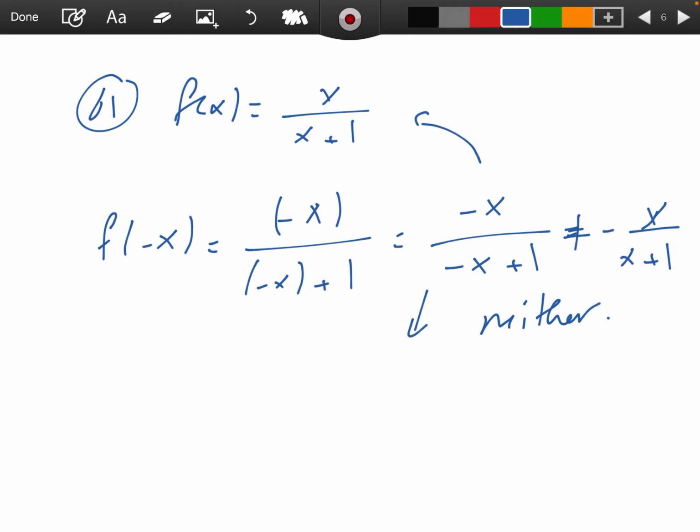Another technique is to multiply the function by a negative. For a fraction, we don't multiply up and down, we just multiply one of them. I prefer to multiply the numerator by negative. If you compare it with the function itself, you're not gonna find it the same. So that's why it's neither.